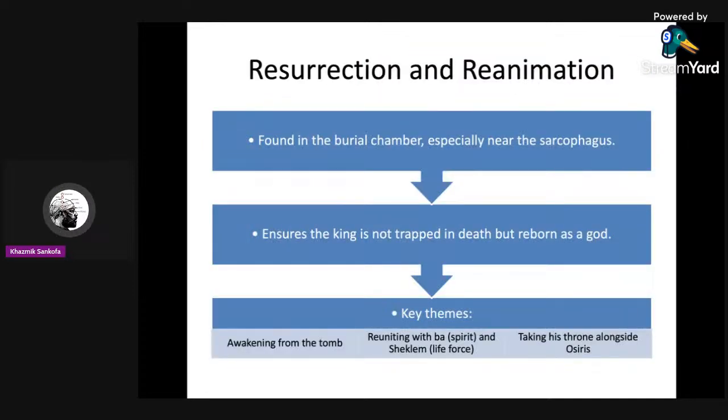All right. The resurrection, right? The text found in the burial chamber ensures the king is not trapped in death, but reborn as a god, right? So inside the burial chamber, you're going to find texts that deal with awakening, reuniting the Ba with the Sekhem or the Ka, so to speak. Sekhem, I said Shekelum. I made a mistake there. But here's an understanding.